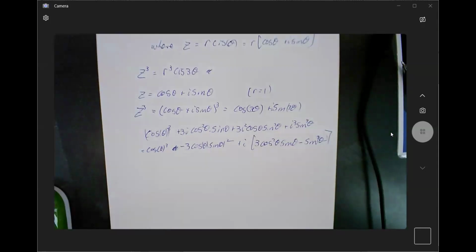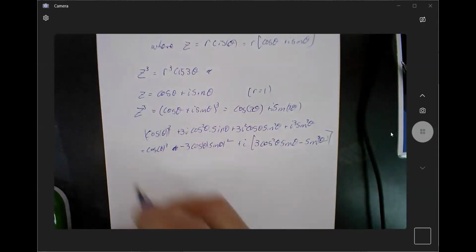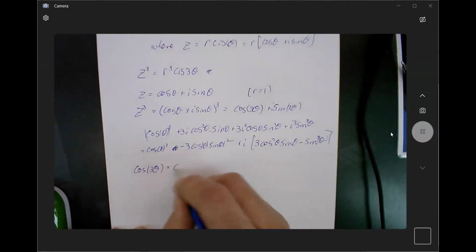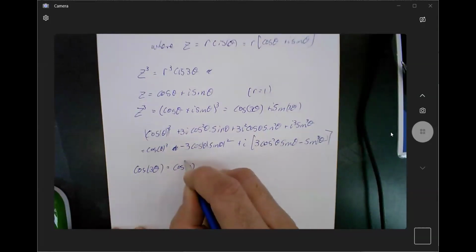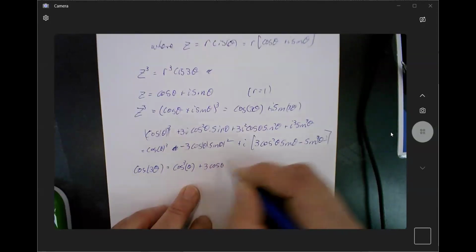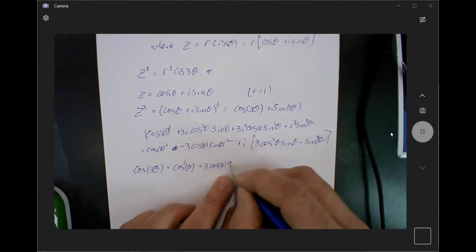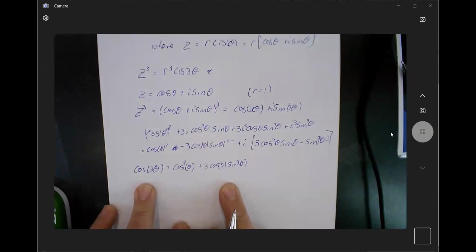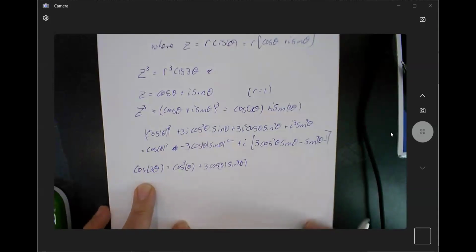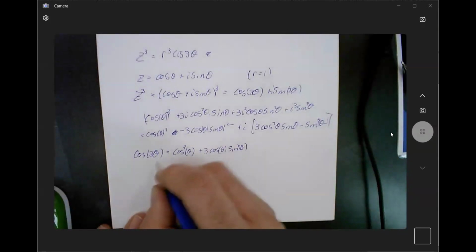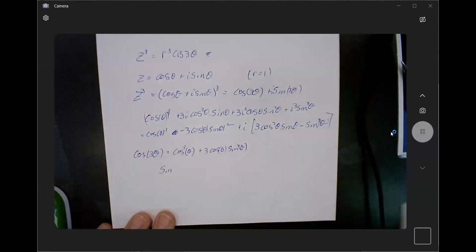Now, I can equate real and imaginary parts. So I can go cosine of 3 theta is equal to cos cubed theta minus 3 cosine theta sine squared theta. I've actually got an identity for a triple angle formula. I've gone, hey, I can do this. I can actually create a formula. And in the same way, I can go sine. Oh, it's about to go down.